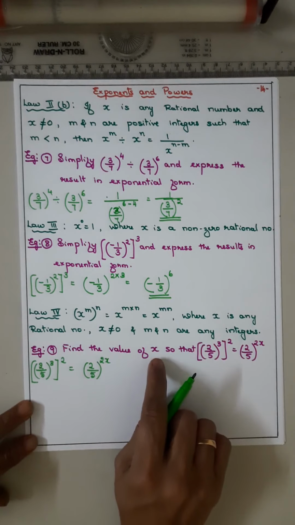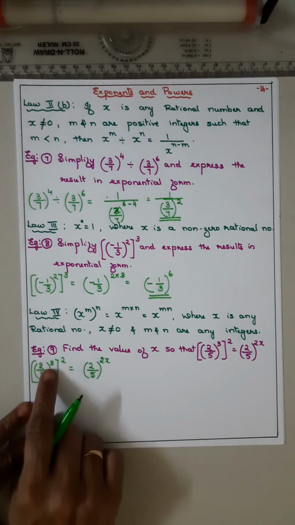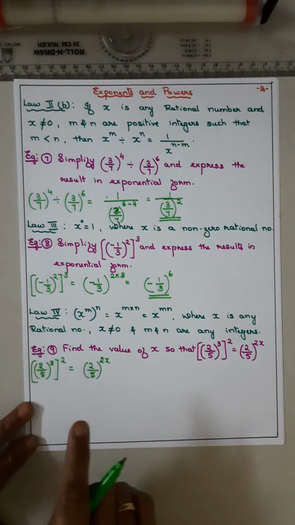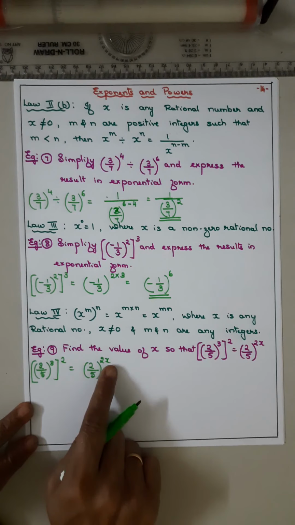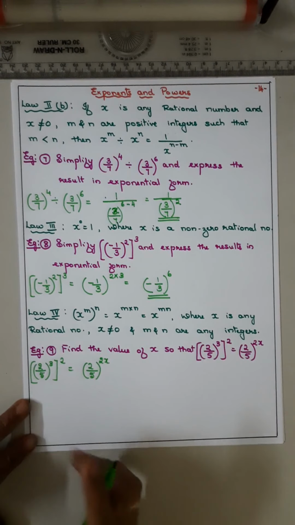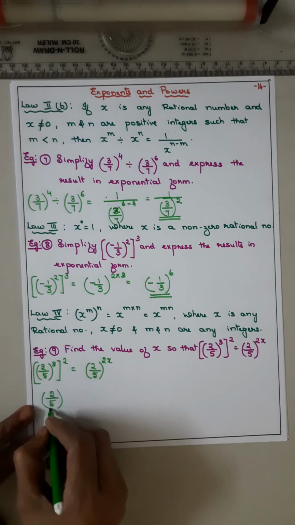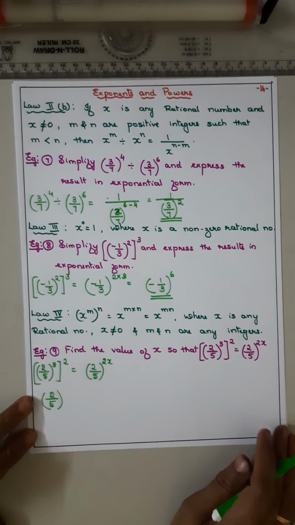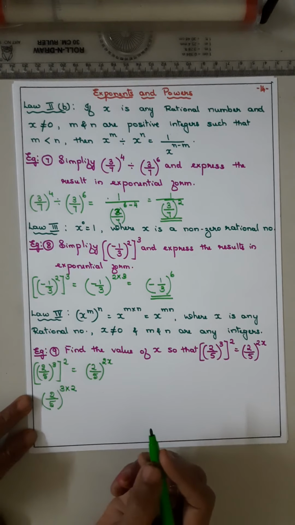Now coming to example 9. Find the value of x. The question is (2/5 the whole raised to 3) the whole raised to 2 is equal to (2/5) the whole raised to 2x. First, using this law, solve this. So it will be 2 by 5 the whole raised to... When there is a bracket, what do we have to do? Multiply the powers. Isn't it?